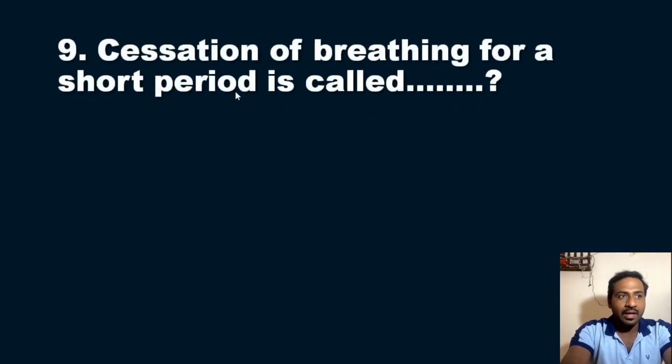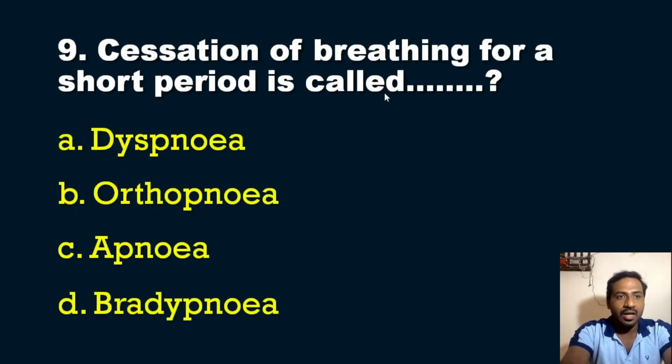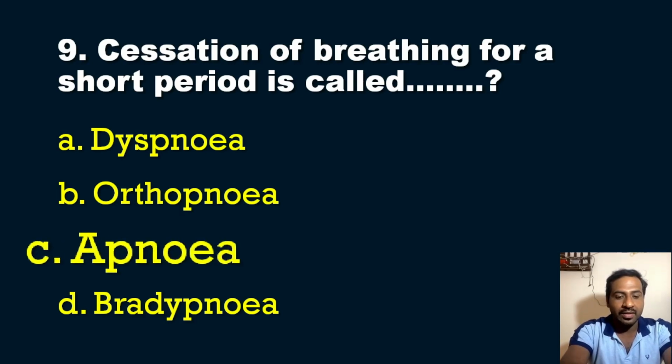So moving on to the next question, question number 9. Cessation of breathing for a short period is called dash. The options are: the first option is dyspnea, the second option is orthopnea, the third option is apnea, and the final option is bradypnea. So what is the term for the cessation of breathing for a short period? What is the answer? It's a simple question. The answer is apnea.